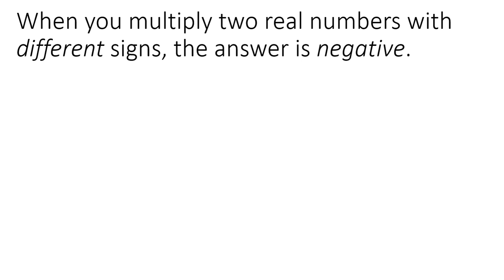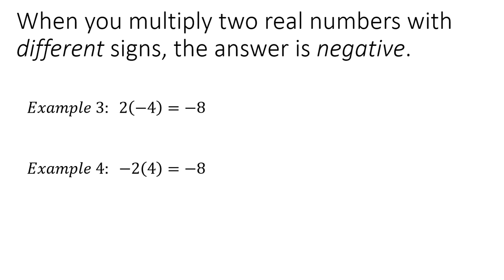When you multiply two real numbers with different signs, the answer is negative. So what's going to happen here is typically one number will be positive and the other number will be negative, and vice versa. So example 3, we have 2 that's positive and 4 that's negative. So the answer will be a negative number. So 2 times negative 4 is equal to negative 8. In example 4, now the 2 is negative and 4 is positive, so negative 2 times positive 4 will still be negative 8 because the signs are different.